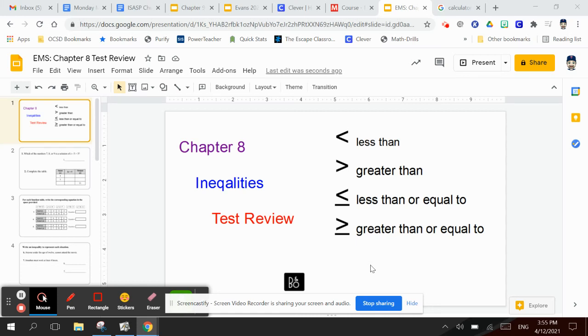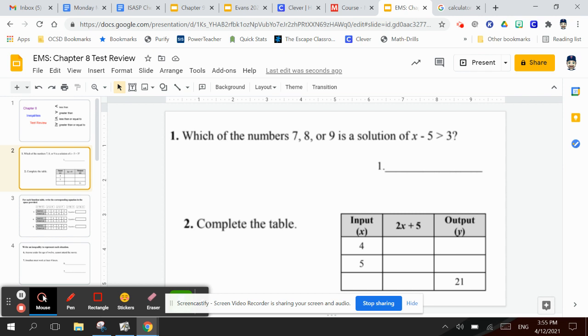Chapter 8, Inequalities Test Review. Number 1, which of these numbers, 7, 8, or 9, is the solution of x minus 5 is greater than 3? So when I look at this, I have x minus 5 is greater than 3. I'm going to try each one of these numbers to see which one makes it a true statement.